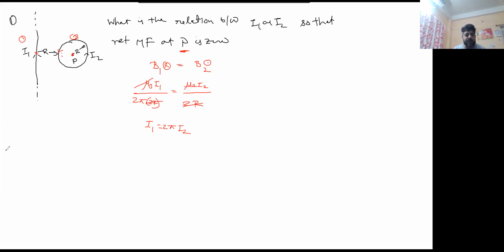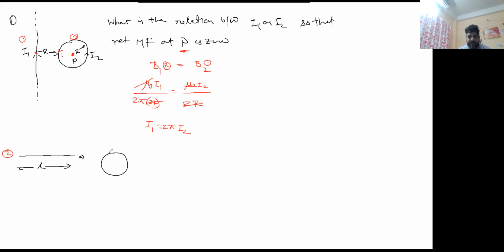Yes, sir. Then question number 2. These are lovely questions. We have a wire whose length is L, and we make it a circle. N is the total number of turns. Meaning there is a wire of length L, we turned it round into N turns and made I amount of current flow in it. So what is the magnetic field at the center?